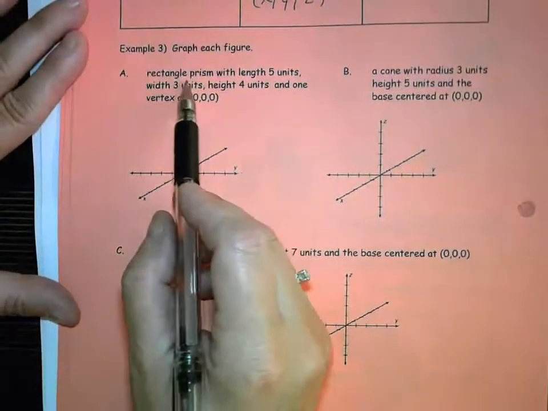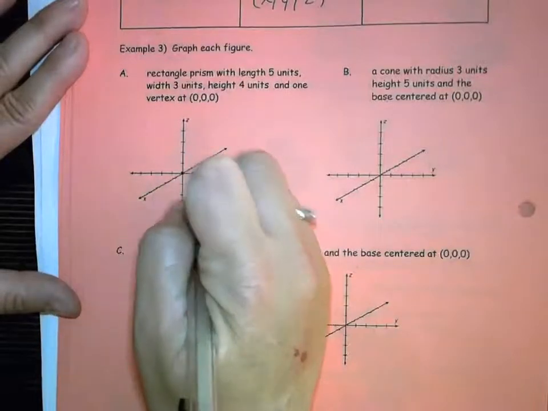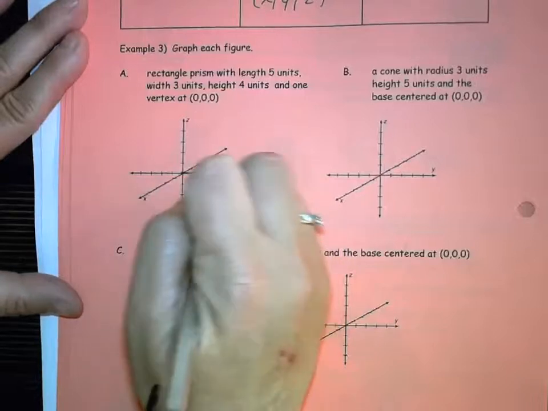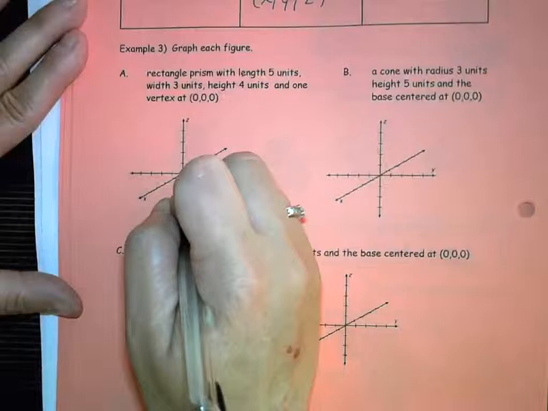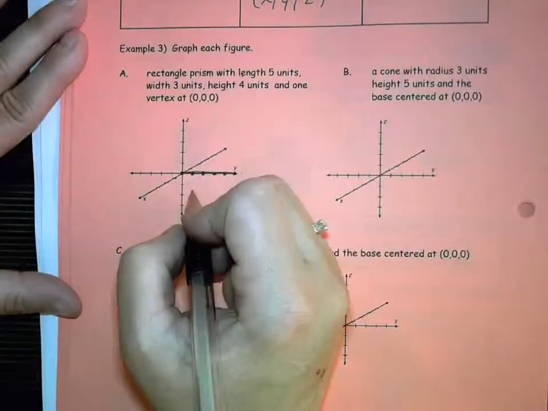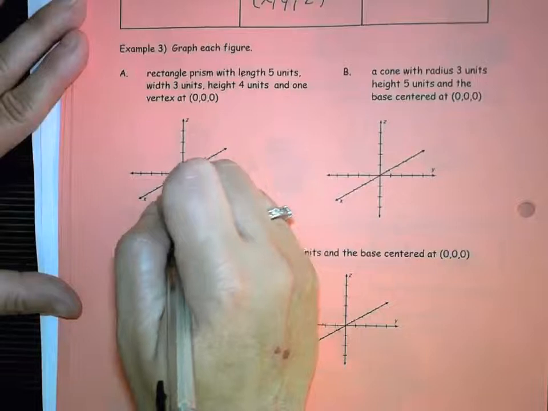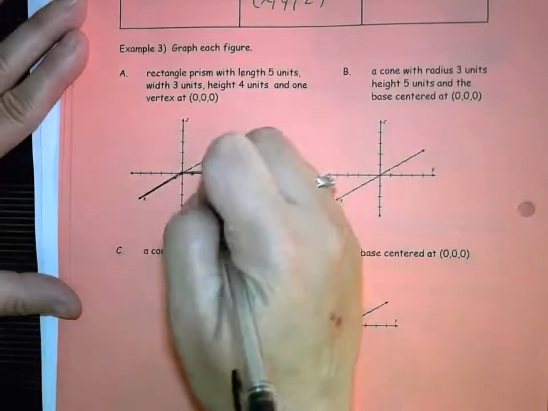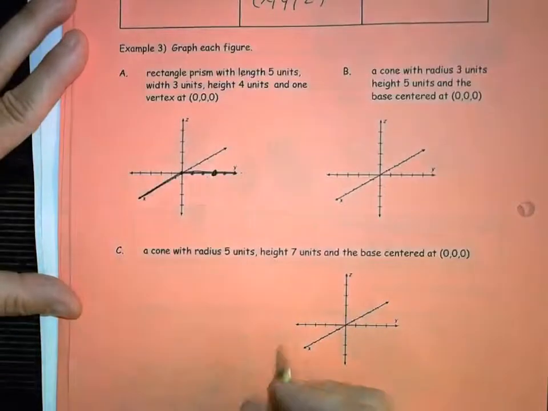We want a prism that is 5 units in length. So from here, we're going to go 5 units to the right, 3 units wide. Let's make the 5 go this way. 1, 2, 3, 4, 5. The width then will be 3, so the width will only go that far.